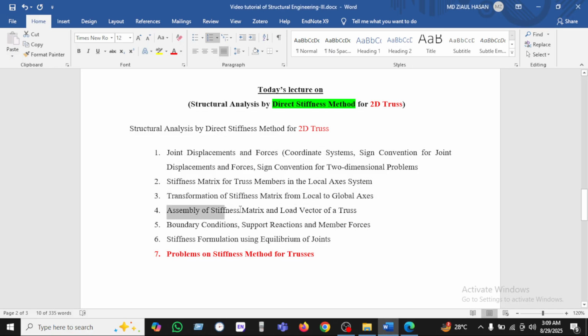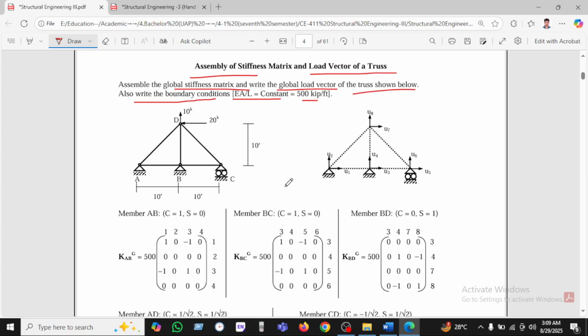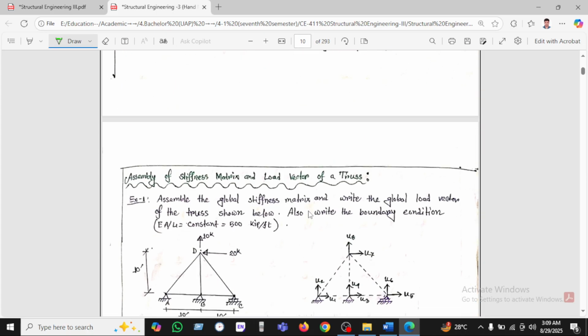Now you can see the assembly of the stiffness matrix and global vector for trusses. Let's see here: assemble the global matrix, write the global vector for the trusses below. Also write the boundary condition that is given. EI is constant, 500 kip per feet. So we have seen here.